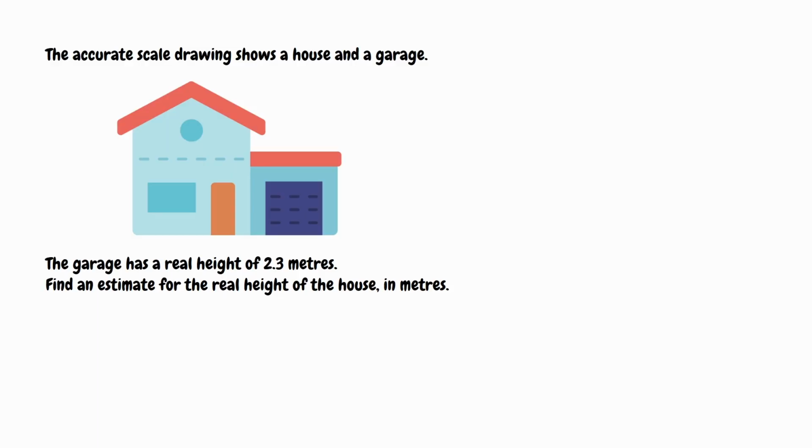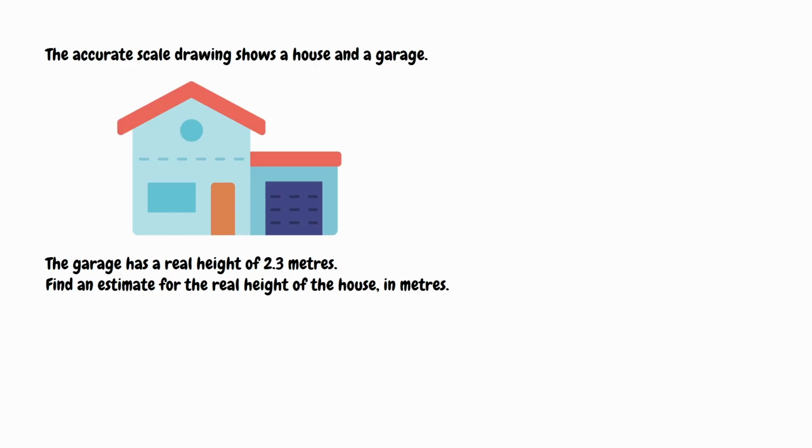So to begin with, we have: the accurate scale drawing shows a house and a garage. The garage has a real height of 2.3 metres. We need to find an estimate for the real height of the house in metres. So what I want to do first here is find the scale between the diagram measurements and the real life measurements. So we're told in the question that the garage has a real height of 2.3 metres.